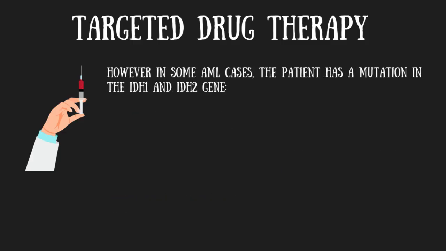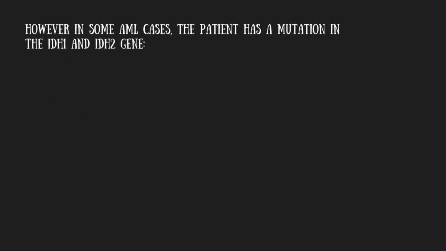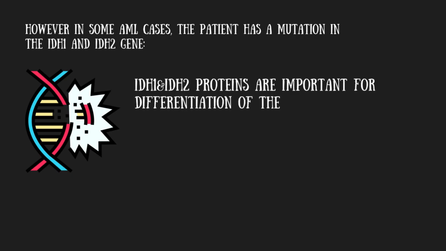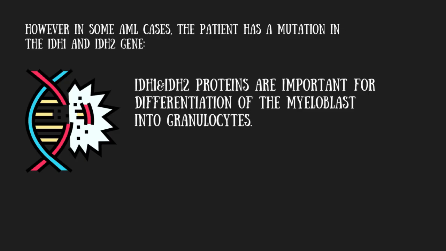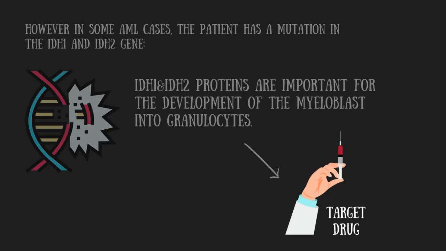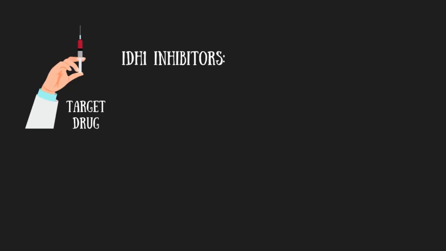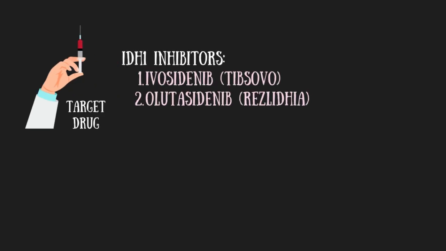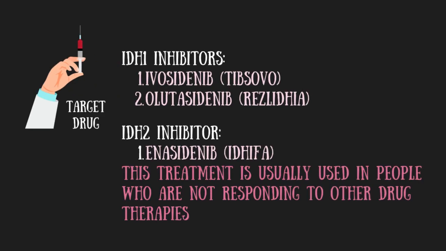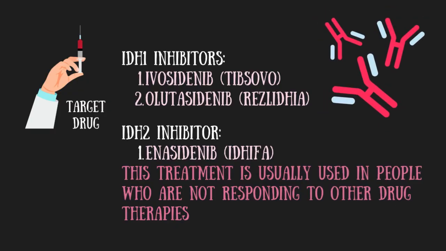However, in some AML cases, the patient has a mutation in the IDH1 and IDH2 genes. IDH1 and IDH2 proteins are important for differentiation of myeloblasts into granulocytes. Therefore, targeted drug therapies include IDH1 inhibitors like ivosidenib and IDH2 inhibitors like enasidenib. However, these treatments are usually used in people who are not responding to other therapies.